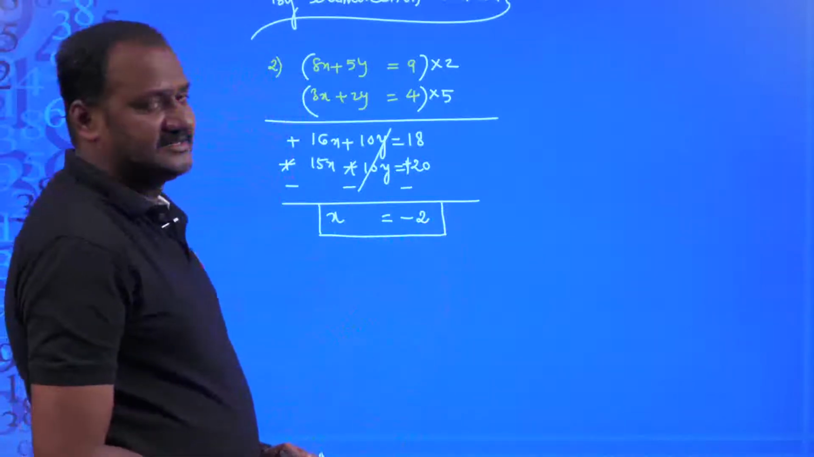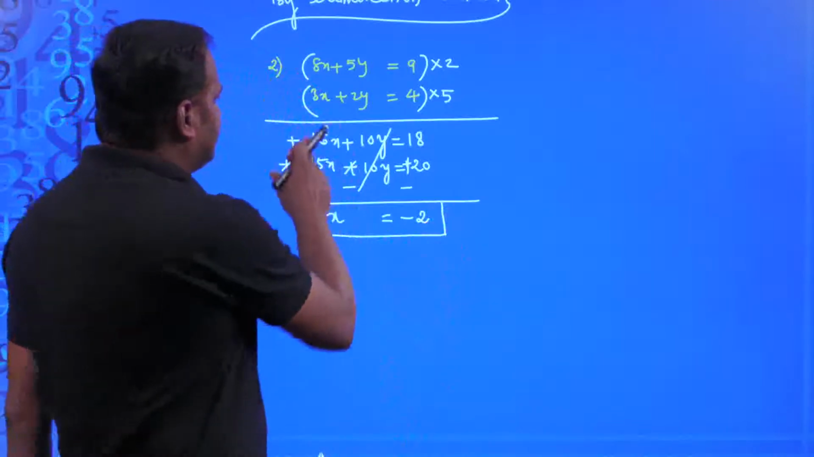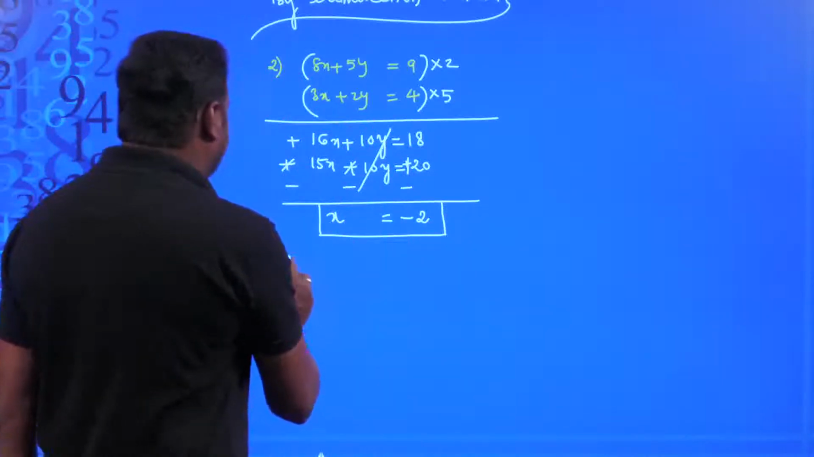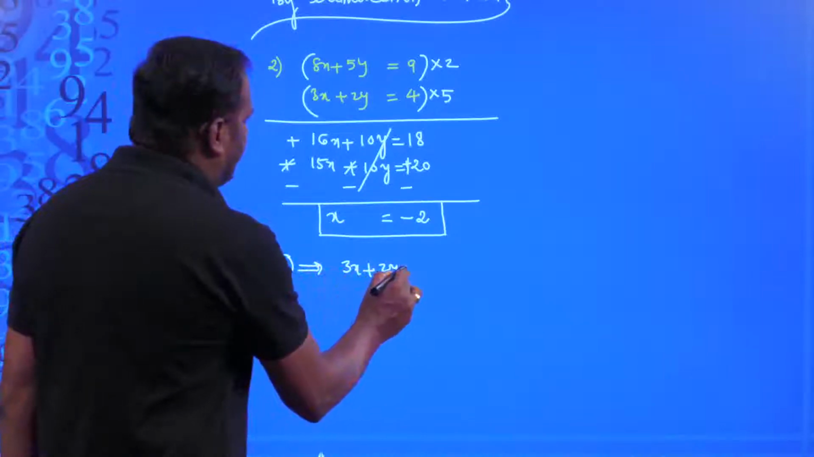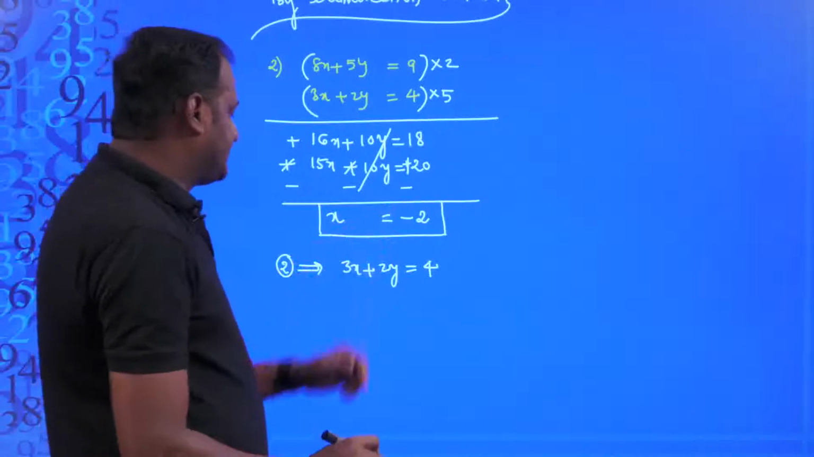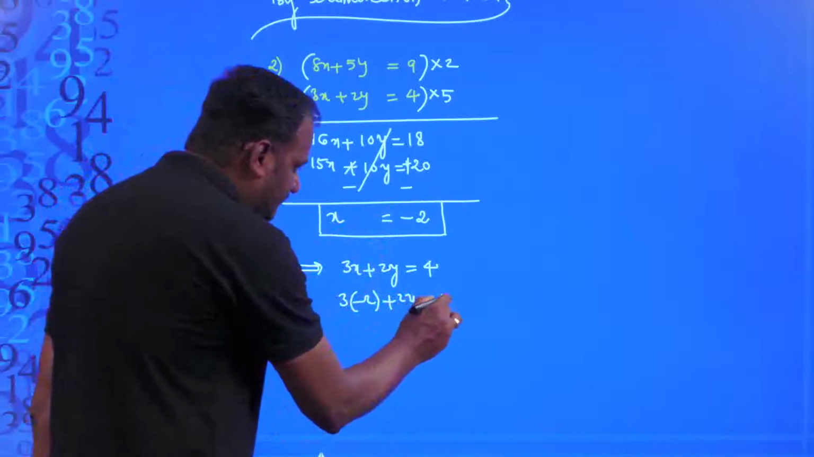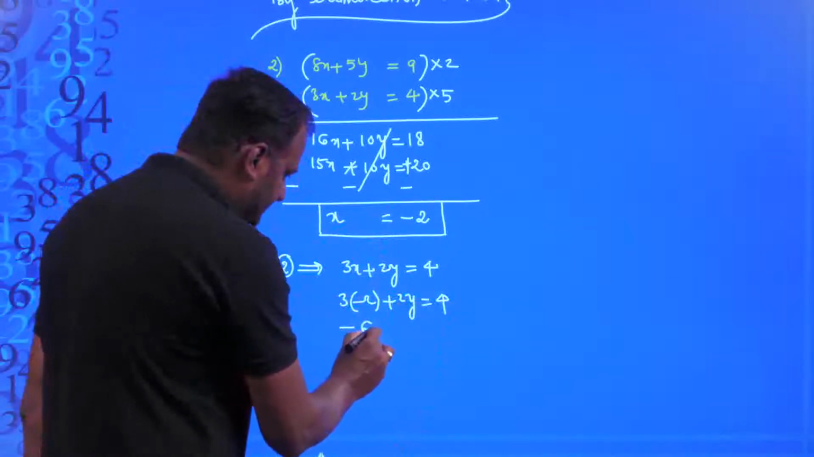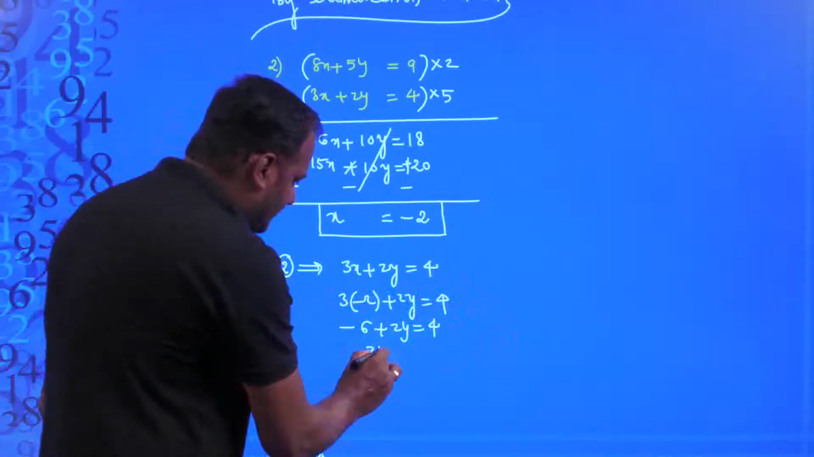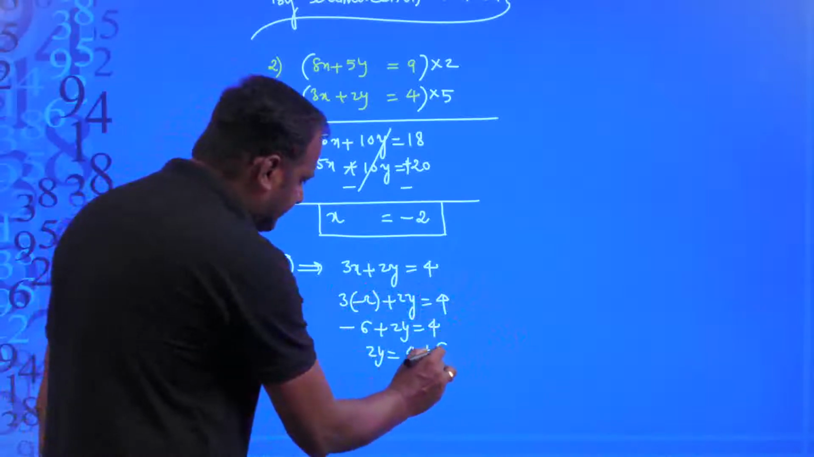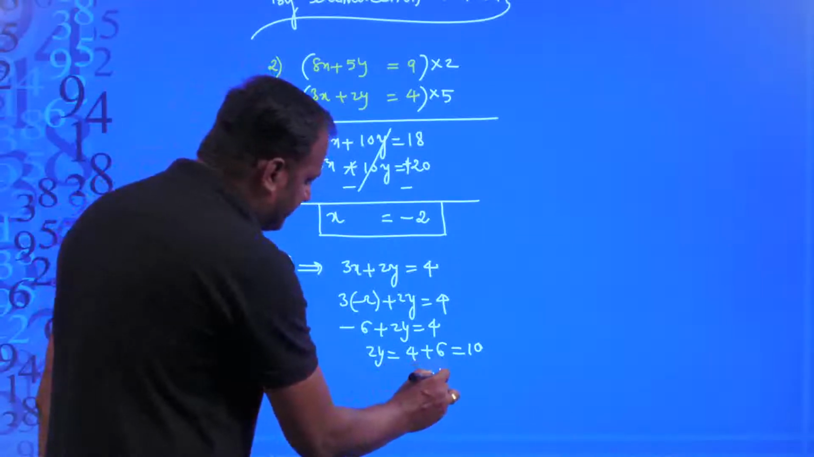After getting the value of x, to get the value of y, you can choose one of the equations with smaller coefficients. The second equation has smaller coefficients. What is the second equation? It is 3x plus 2y is equal to 4. When you substitute x equal to minus 2 there, 3 times minus 2 plus 2y is equal to 4. 3 times minus 2 is minus 6, plus 2y is equal to 4. Transpose minus 6 to that side, then 2y is equal to 4 plus 6, which is 10. So 2y is equal to 10, therefore the value of y is going to be 5.